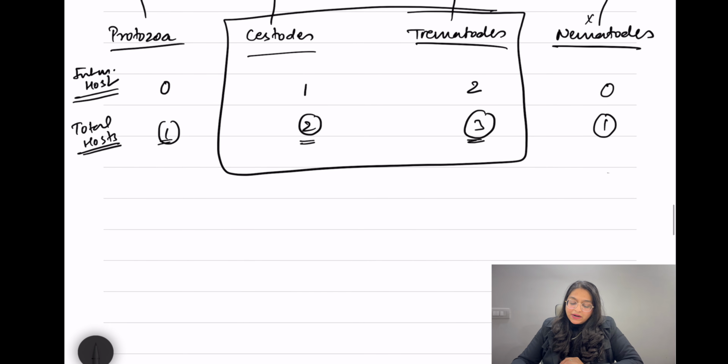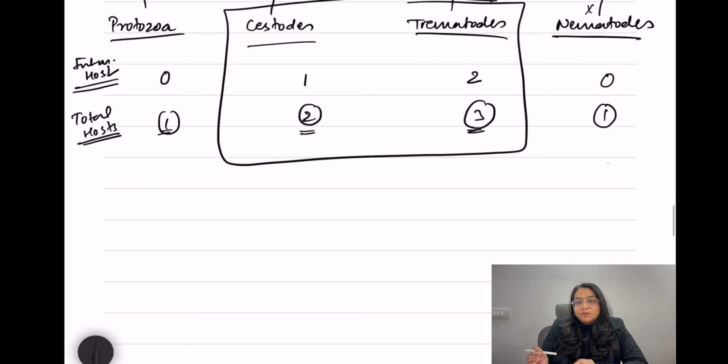To not get confused between cestodes and trematodes about how many hosts are there in which, just remember the rule. Cestode has total 2 hosts, trematode has total 3 hosts, out of which one will always be a definitive host. So cestodes have 1 intermediate host, trematodes have 2 intermediate hosts. Trematodes come after cestodes in classification, so they will always have more intermediate hosts. Just a way to remember this.